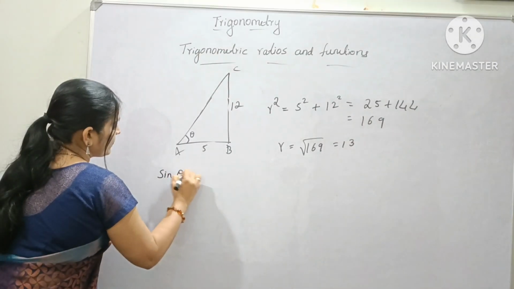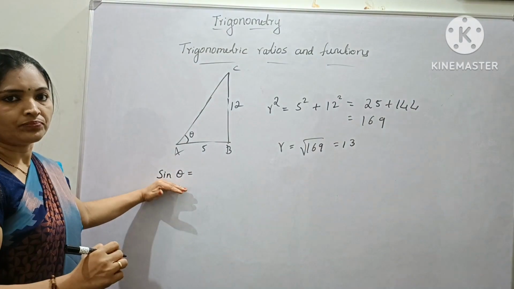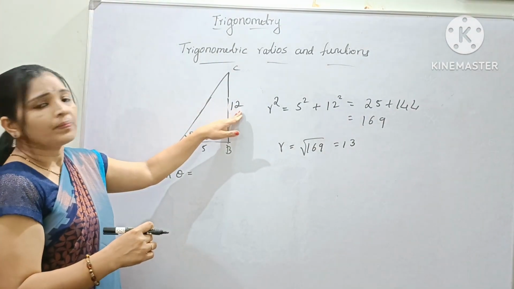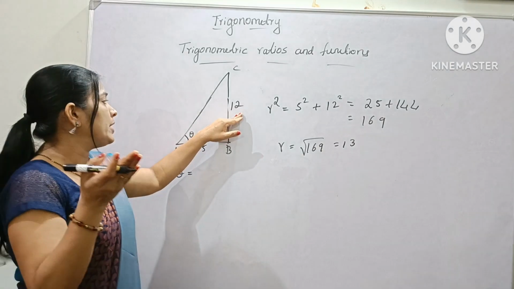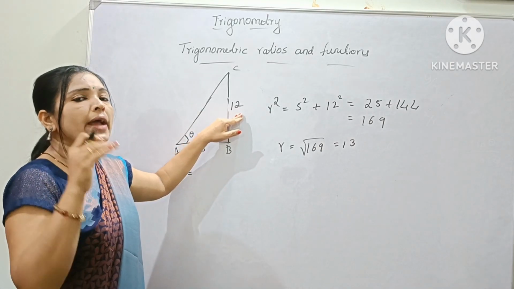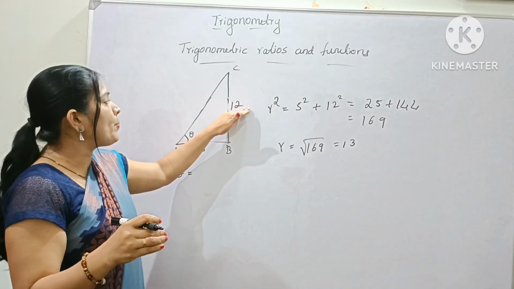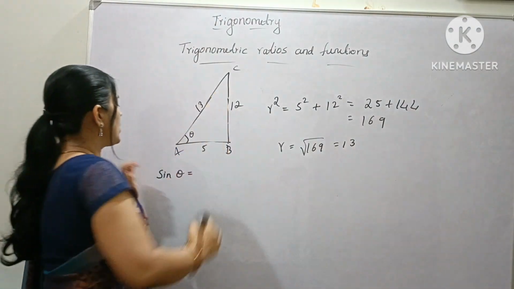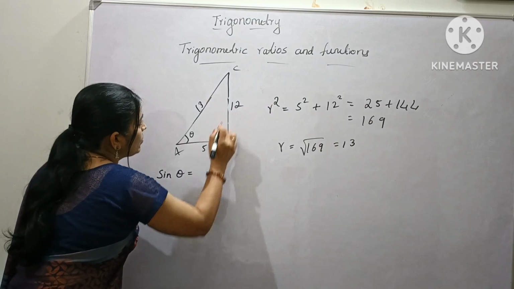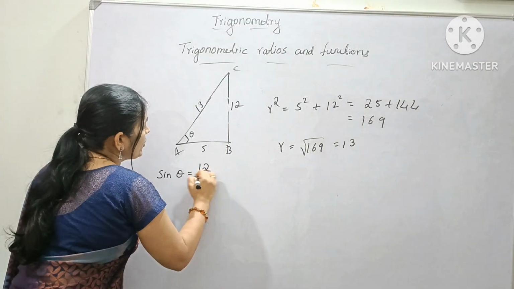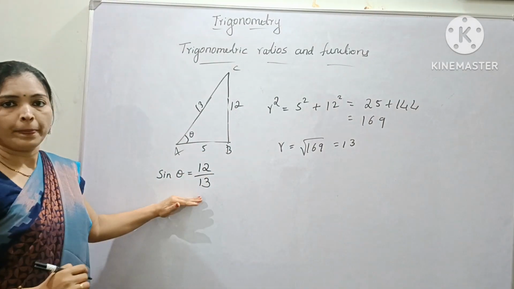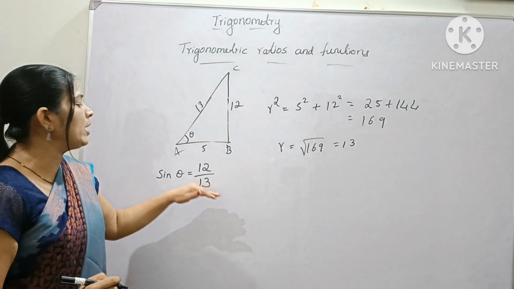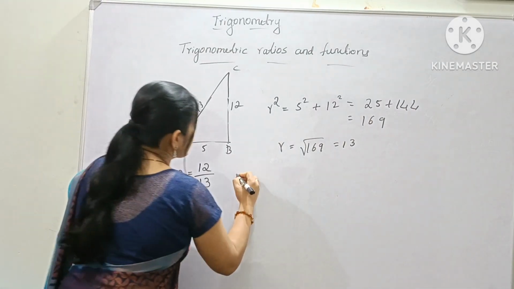Sine theta. What is sine theta? We have already mentioned it: the ratio of opposite side and hypotenuse. So opposite side divided by hypotenuse. What is the hypotenuse? Here the opposite is 12, divided by the hypotenuse. So the sine theta value is 12 by the hypotenuse. Next is cos theta.